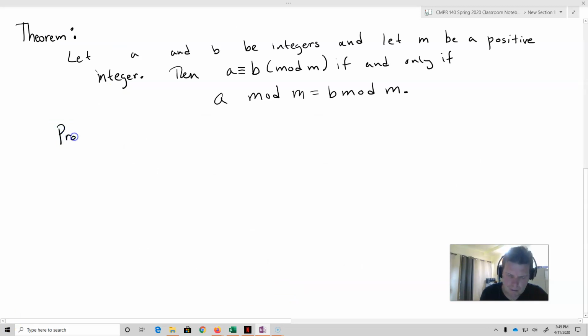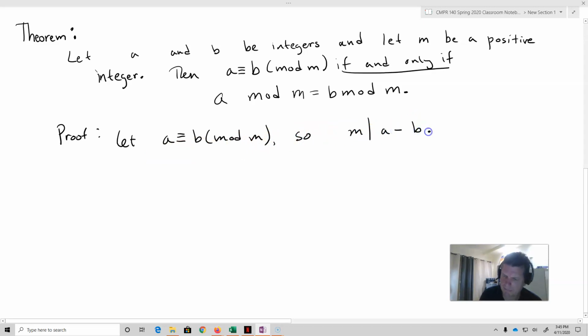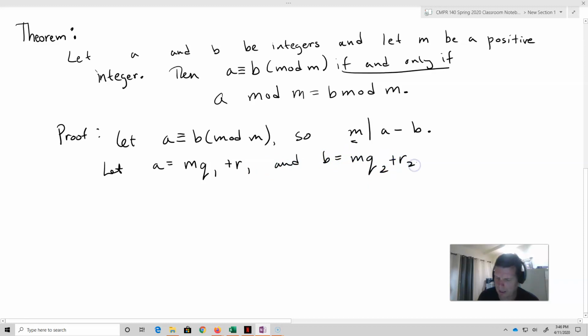Let's look at a proof. Notice that this is an if and only if, and since it's an if and only if, we've actually got to do it in both directions. So we're going to let a be congruent to b modulo m. What it means for a to be congruent to b modulo m is that m divides a minus b. Then we're going to use the division algorithm. We're going to let a equal m times some quotient, call it q1, plus r1, and b is going to equal m q2 plus r2. Q1 is possibly different from q2, and r1 is also possibly different from r2. We should state that q1, q2, r1, and r2 all belong to the integers.